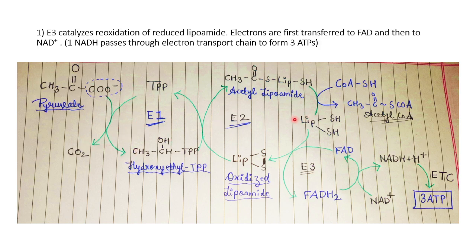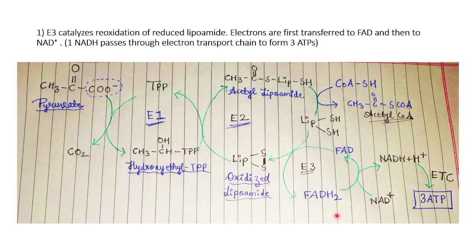And then when this reduced lipoamide will lose the hydrogen atoms, it will get converted back to FAD, because initially it was present in the oxidized state, that is FAD. So for the next cycle of pyruvate oxidation to occur, initially FAD should be present and not FADH2. Therefore, from FADH2 we need to lose 2 hydrogen atoms, then it will get converted into FAD.